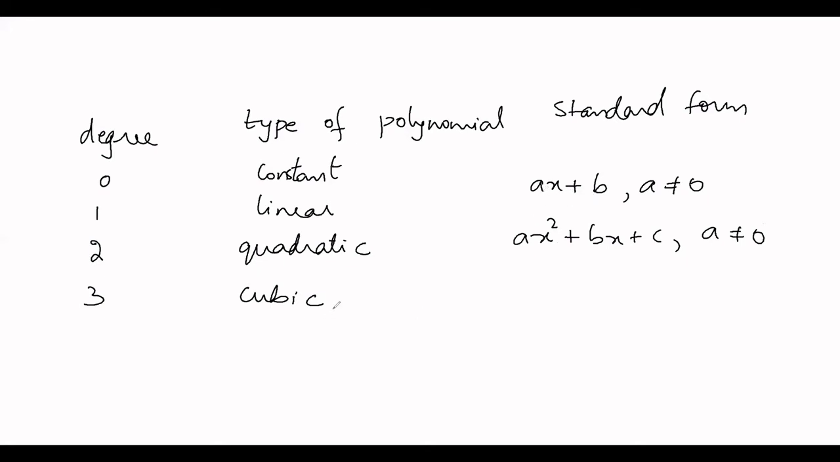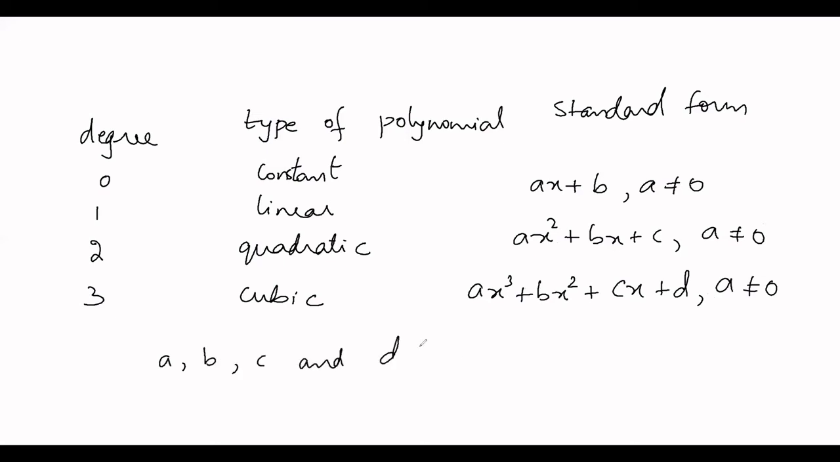Let's look at the standard form for a cubic polynomial. ax cubed plus bx squared plus cx plus d provided a is not equal to 0. That is, in this case, a is the coefficient of x cubed, and a, b, c and d are real numbers.